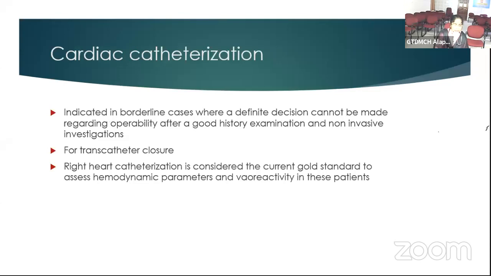Coming to cardiac catheterization, that is required only in rare patients, when it becomes difficult to decide whether the child is having pulmonary hypertension. That is, pulmonary hypertension is a contraindication to surgery. So before surgery, in some cases, cardiac catheterization may be required. That is in borderline cases where a definite decision cannot be made regarding operability after a good history, examination, and non-invasive investigations like X-ray, ECG, and echo. So to decide whether surgery can be done, in a few patients, cardiac catheterization may be required.